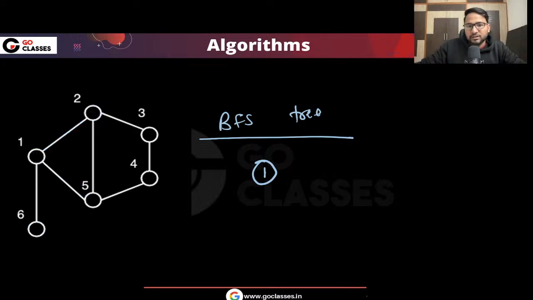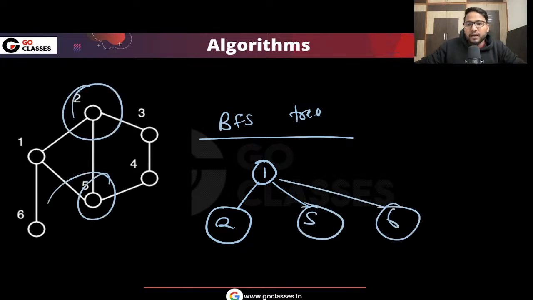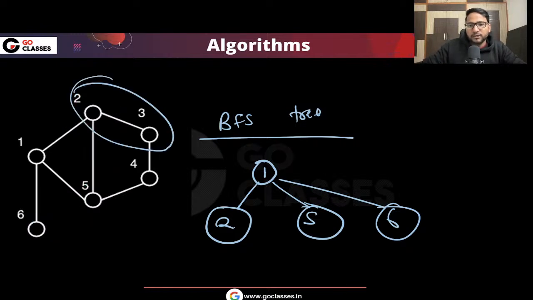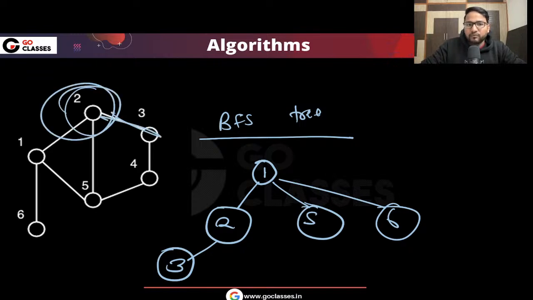These are the three neighbors: 2, 5, and 6. Now you pick one of the neighbors, which is 2, and then you go to the neighbors of 2, which means you will go to 3, right? And 5, but 5 is already visited, which means you have already explored this 5, so you will not write 5. So I think the neighbor of 2 is only 3, which is unvisited.